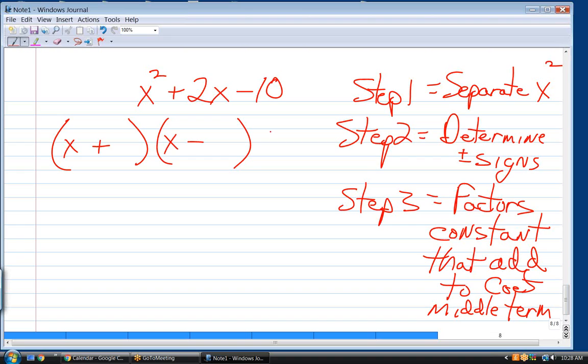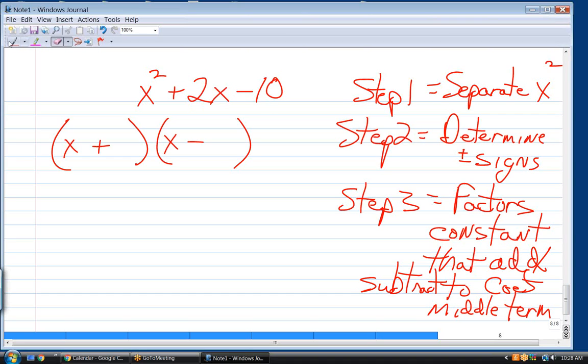Now, step 3 is we need factors of 10, but instead of adding to the coefficient, they need to subtract to the coefficient because of that minus sign. So let's say add or subtract, depending on what that sign is. In this case, they need to subtract to the number 2. And just the absolute value of the number. Don't worry about the sign yet.